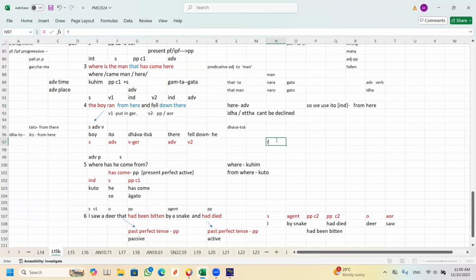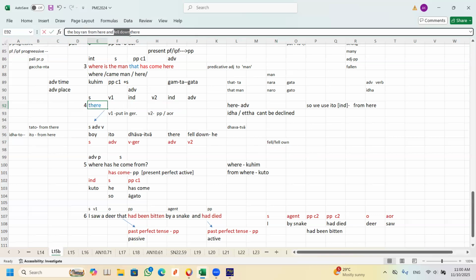In English, when you say the boy fell, you don't have to say the boy fell down. It means the same. Fell or fell down, it means the same. So when you translate the English, you don't have to look for the word down. This word you don't have to look for.